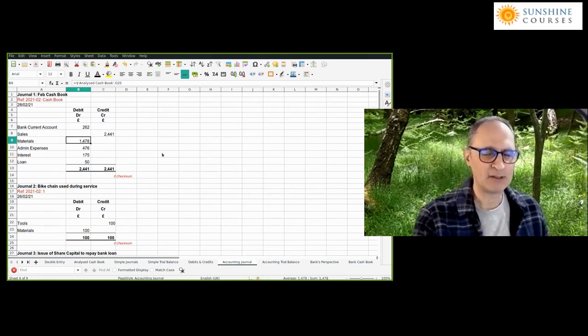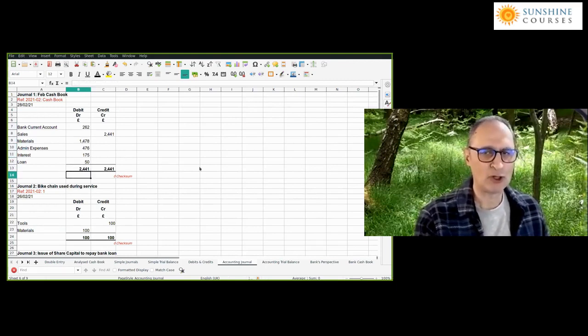Our materials must be a debit. Similar things with admin expenses, interest and loan, because this is the other side of what happened to our bank balance. And with materials, we bought materials and we reduced our bank balance, so we had to credit the bank balance. So our materials must be debited.